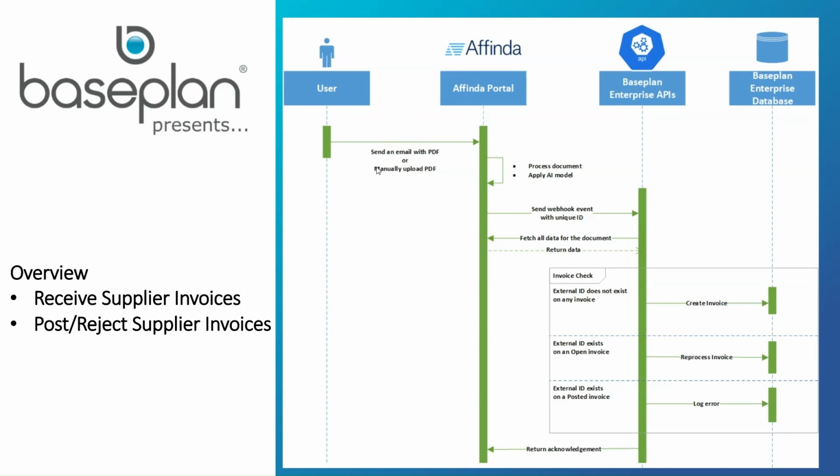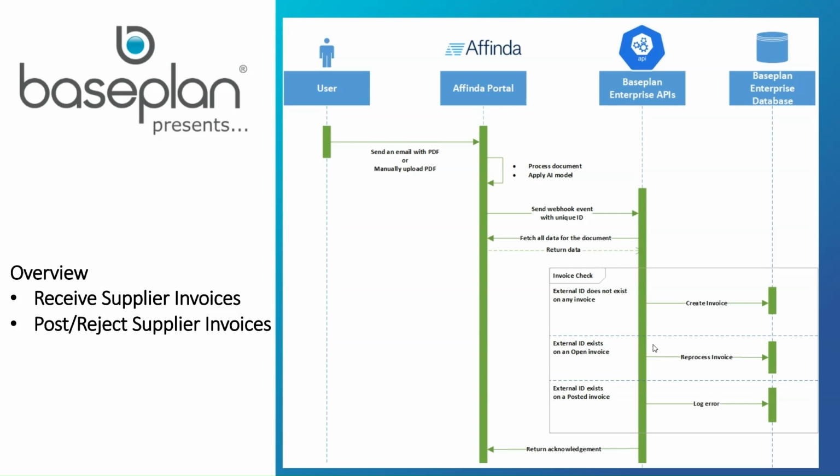The solution starts with the user sending an email with a PDF or manually uploading a PDF to the Affinda portal. Affinda processes the document, applies a trained model to extract information such as supplier's name, ABN number, amounts, etc., and informs Baseplan with a unique ID for the document. Baseplan then fetches all the data from Affinda and performs three steps in Baseplan.